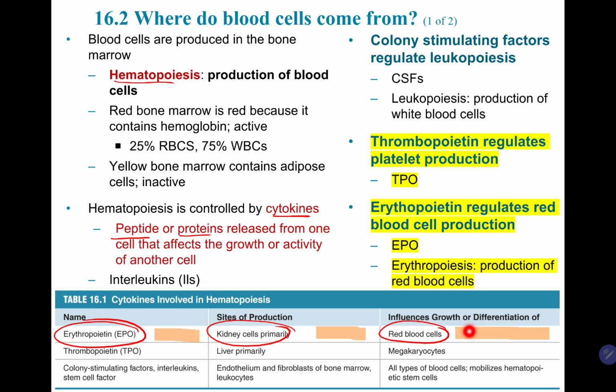Thrombopoietin is going to stimulate thrombocyte platelet production, right? And again, erythropoiesis stimulates EPO, erythropoietin, again, from the kidneys, targeting red blood cell synthesis.